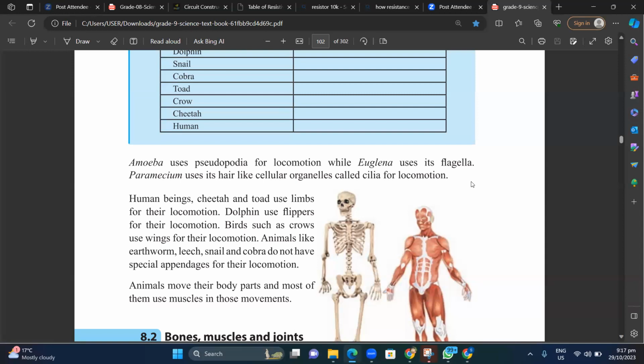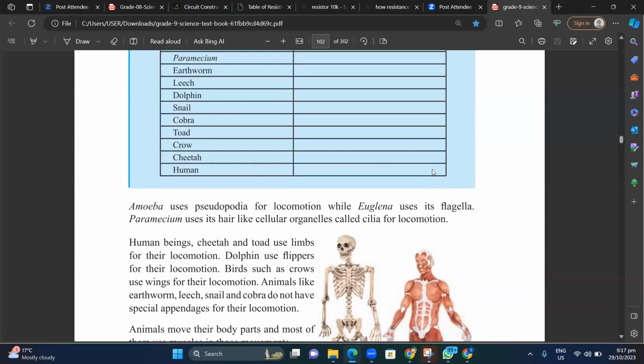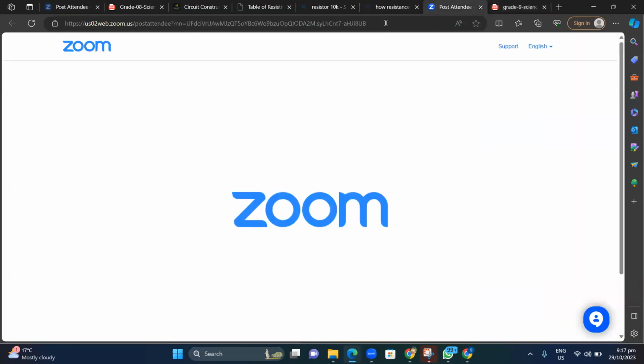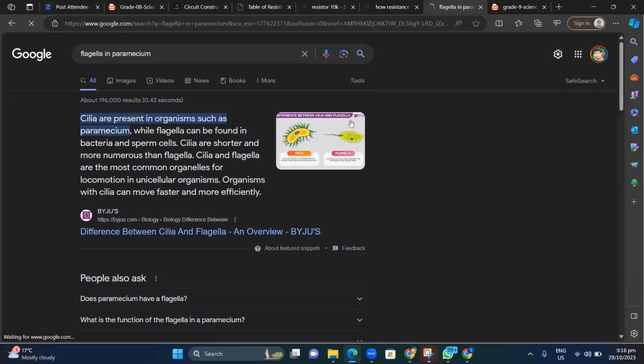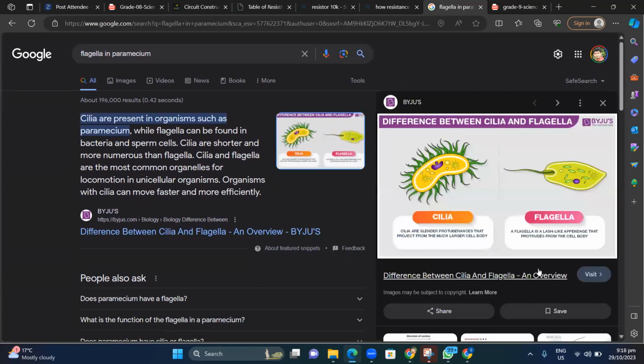Flagella is something like, in their body part there's a small thing, like in cockroaches and all you can see some kind of thing, but it's not the same. It looks like this, see the flagella. Here you can see basically this flagella. It's like a tail, and its movement is done by that.